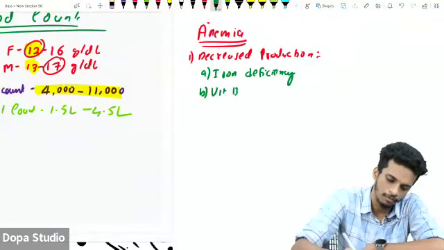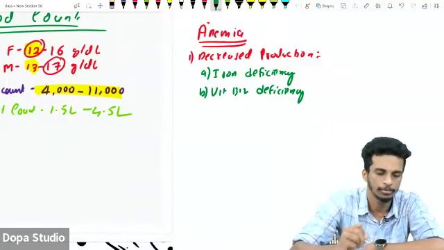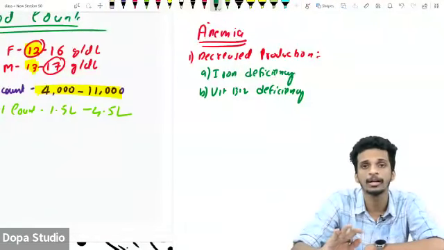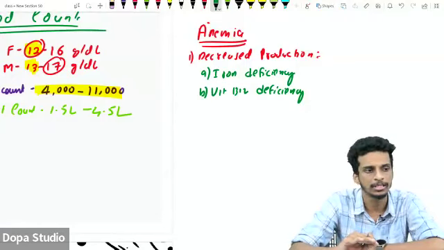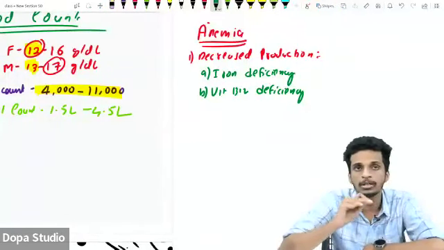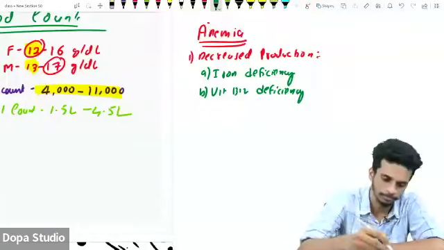Second one is vitamin B12 deficiency. Other than this, we also have a lot of causes of anemia, but these are the two most common which you come across during clinical life. First one is iron deficiency, and second one is vitamin B12 deficiency. So these are the two main causes of decreased production.